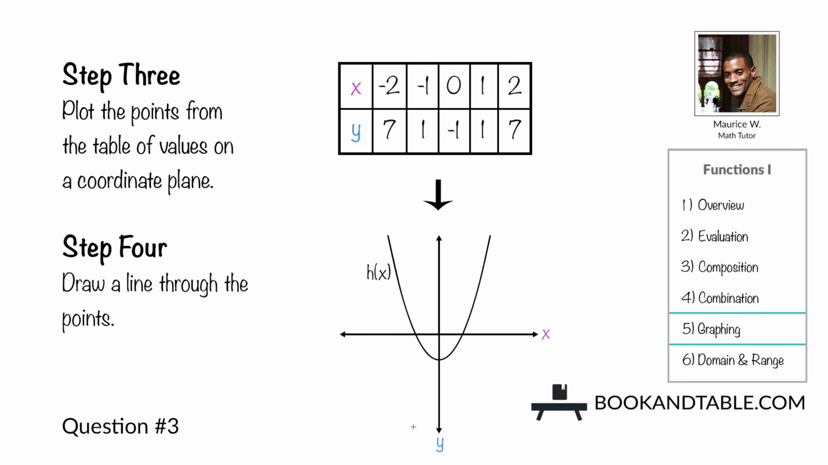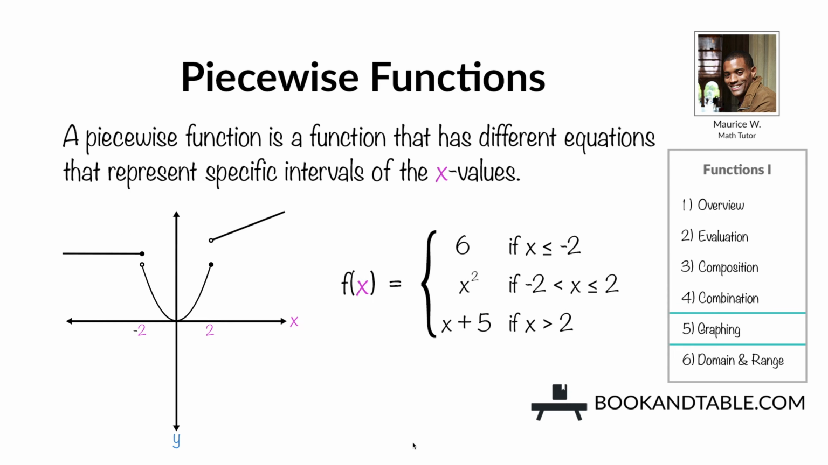So that is how you go about sketching a function. Let's now discuss how we would go about sketching piecewise functions. Now, a piecewise function is a function that has different equations that represent specific intervals of the x values. So here we see that this function has a value of 6 from -infinity leading up to -2. And from -2 to +2, it has a different expression representing the function. And from +2 to +infinity, it has a third expression representing the function.